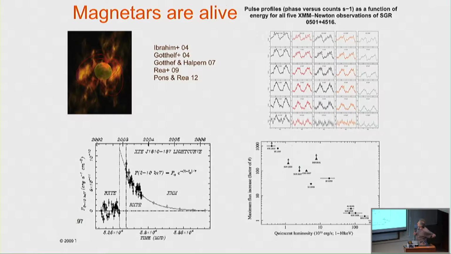So here is my favorite diagram about the magnetar SGR 0501+4516. Now what you see here is the pulse shape in X-rays at different epochs.